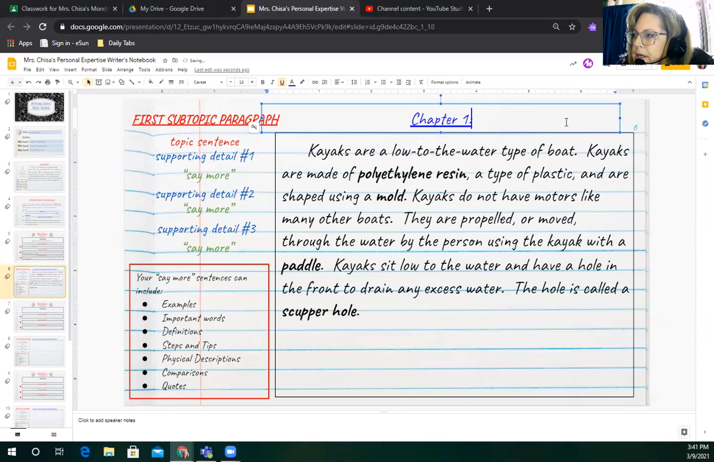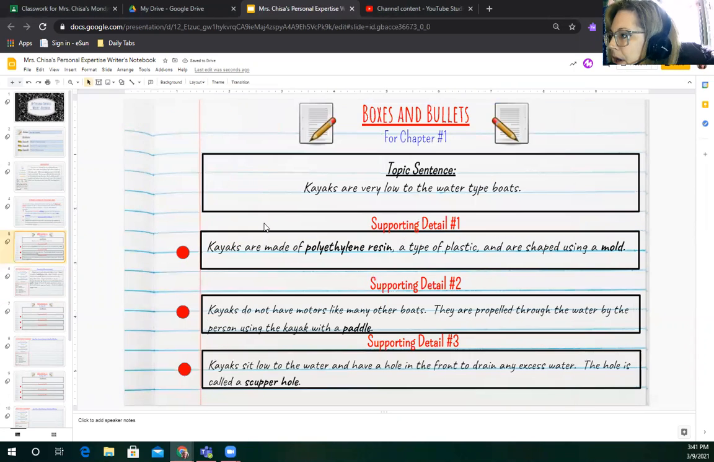And I'm going to call this what is a kayak. Remember, this is a descriptive chapter. So then what I did was I went back here and I took each of my supporting details and my topic sentence and put it all together. Remember, topic sentence will be first.